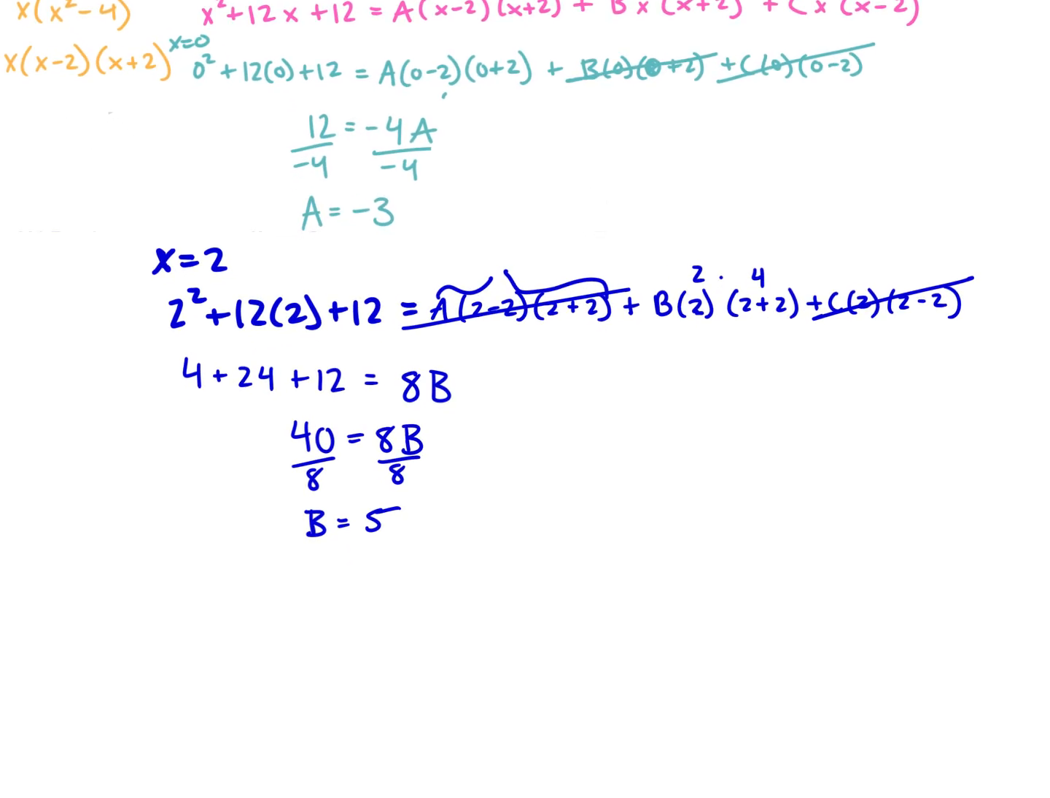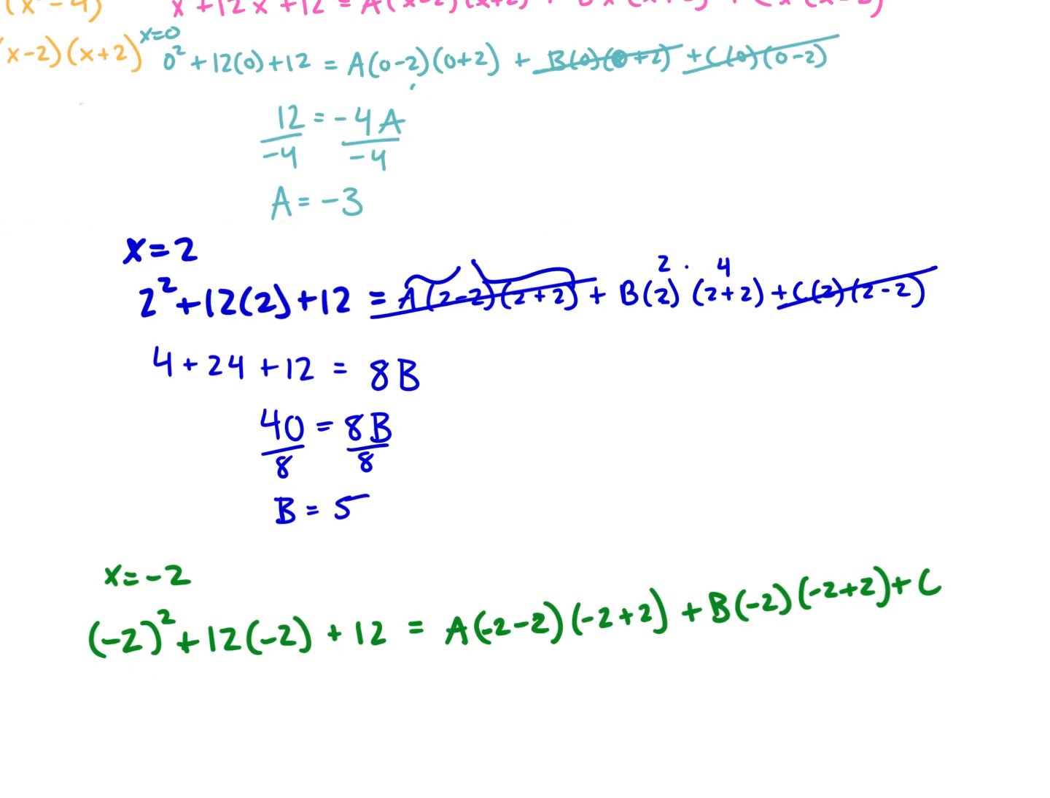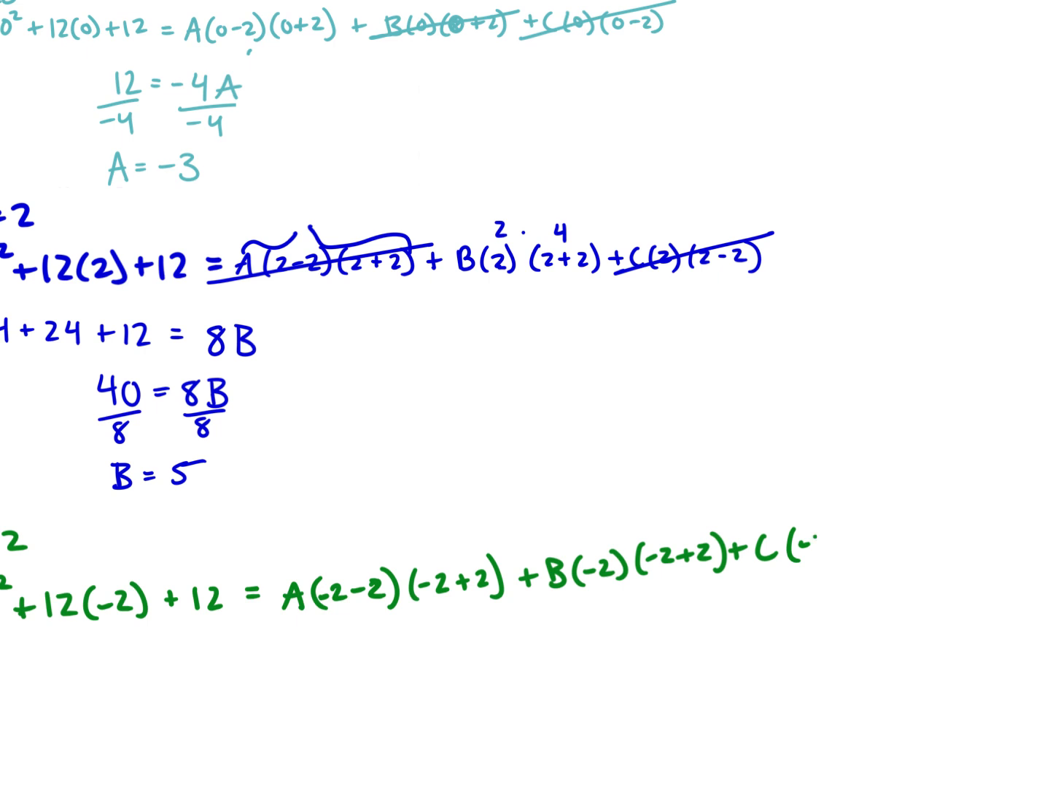We're going to do the same thing. So x equals negative 2. We've got negative 2 squared plus 12 times negative 2 plus 12 is equal to A times negative 2 minus 2 times negative 2 plus 2 plus B times negative 2 times negative 2 plus 2 plus C times negative 2 times negative 2 minus 2.